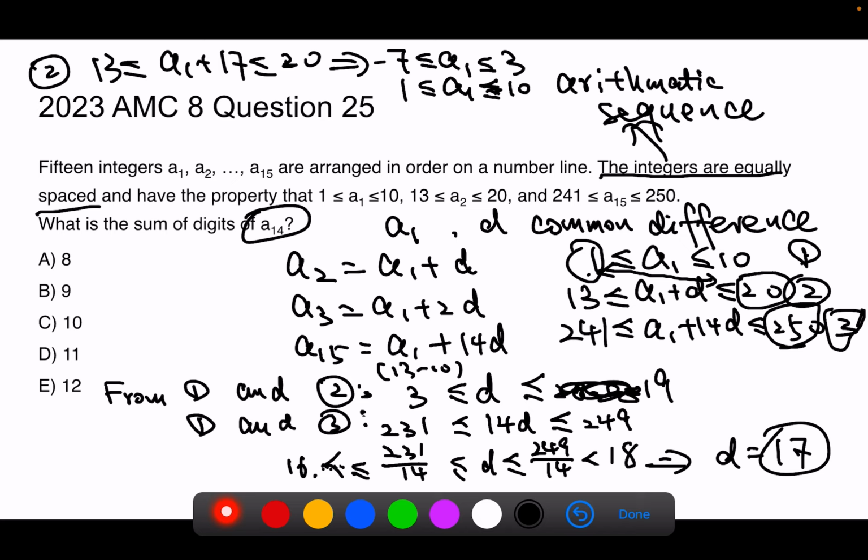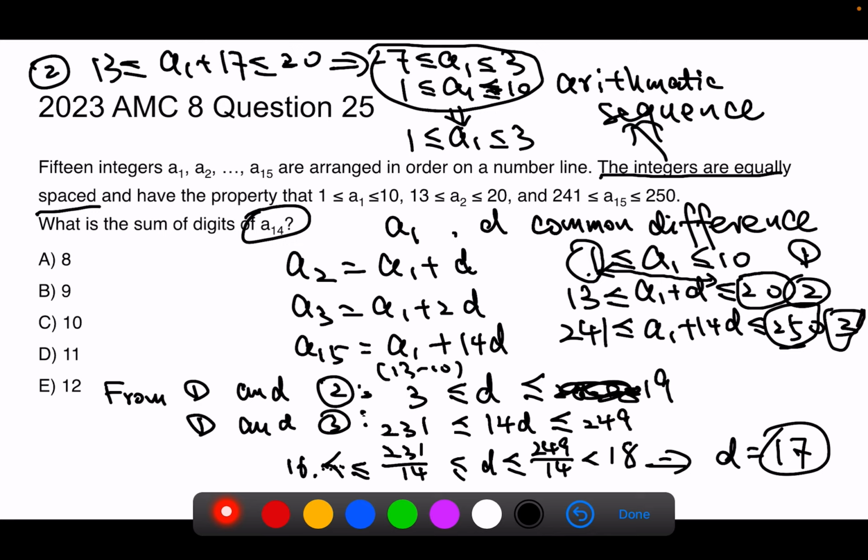I'm really shrinking A1's range a lot, right? Because now I know A1 is between minus 7 and 3, and it has to be between 1 and 10. And those two together, I will need to have A1 greater than or equal to 1, less than or equal to 3. Almost there. Now let's take a look at equation 3.